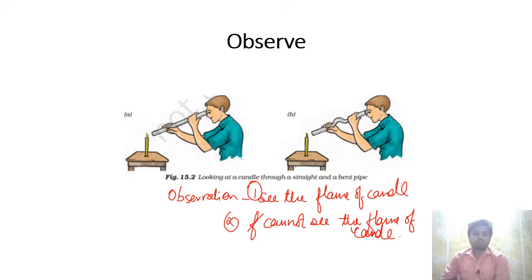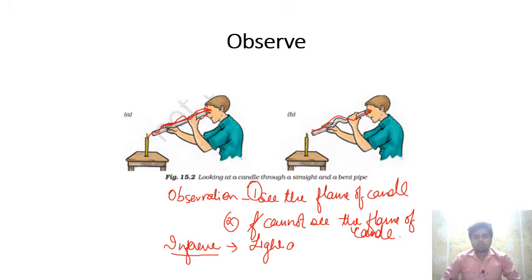So what inference can you make from this? The simple inference is that the light which is coming from the candle is always traveling in a straight path. In the second case the pipe was bent, and so the light did not reach the eyes of the man. So from here we can say that light always travels in a straight line.